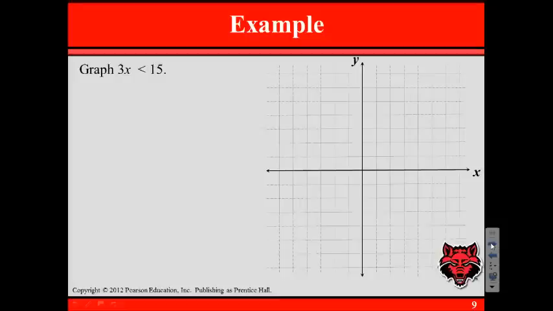In the next example, we will go through the same steps. So step 1, we change the inequality symbol to an equal sign. And we notice we only have one variable present in our equation. Whenever that's the case, we go ahead and isolate that variable. So we divide both sides by 3. We're left with x equals 5.